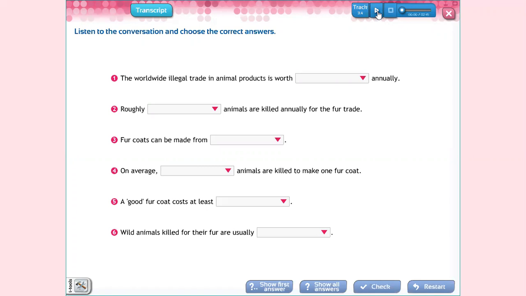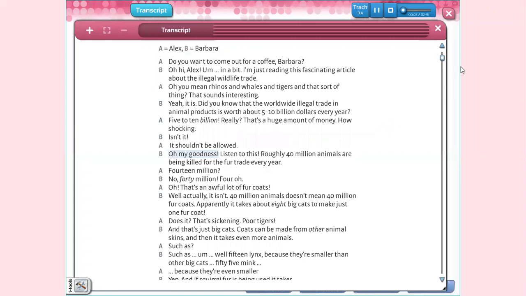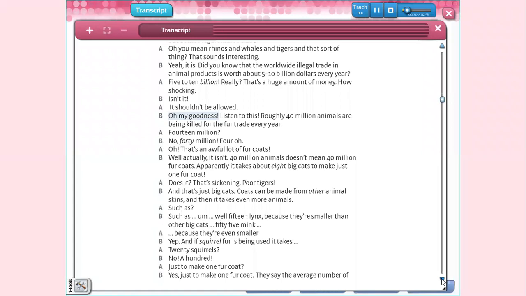Do you want to come out for a coffee, Barbara? Oh, hi, Alex. In a bit. I'm just reading this fascinating article about the illegal wildlife trade. Oh, you mean rhinos and whales and tigers and that sort of thing. That sounds interesting. Yeah, it is. Did you know that worldwide illegal trade in animal products is worth about $5 to $10 billion every year? $5 to $10 billion? Really? That's a huge amount of money. How shocking. Isn't it? It shouldn't be allowed. Oh my goodness. Listen to this. Roughly 40 million animals are being killed for the fur trade every year. 40 million? No, 40 million. 40. Oh, that's an awful lot of fur coats.